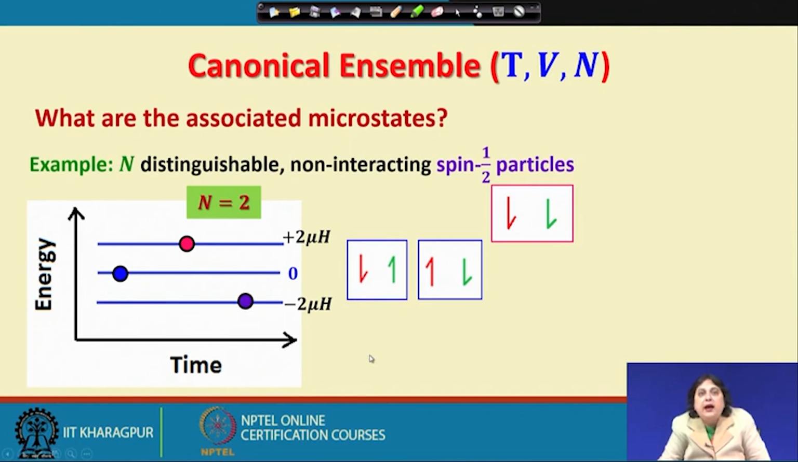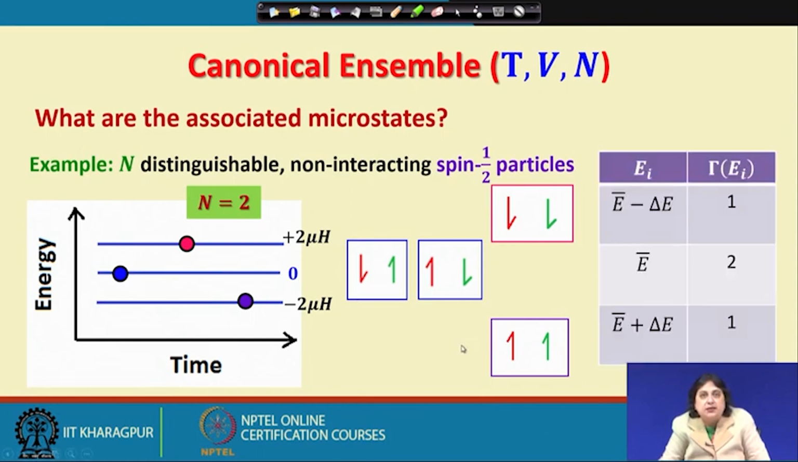Similarly, if we could have the system in the lower energy state, then there would be only one microscopic state possible, and that is the one where both the spins are oriented parallel to the applied magnetic field. Now, what is this? What is the outcome of this example?